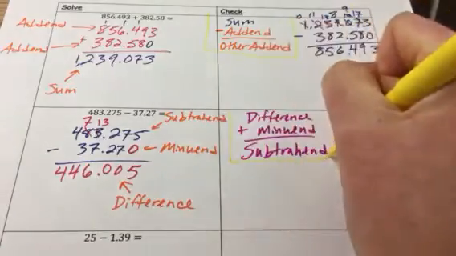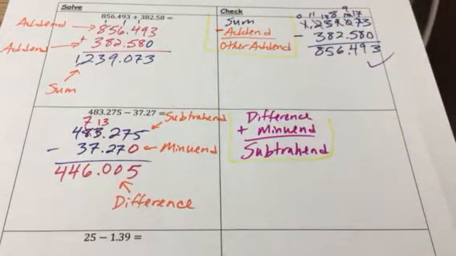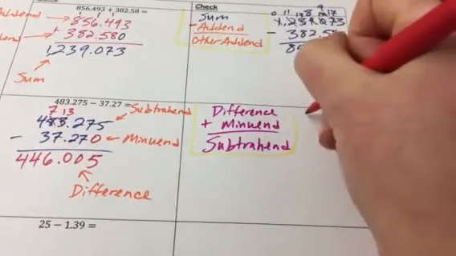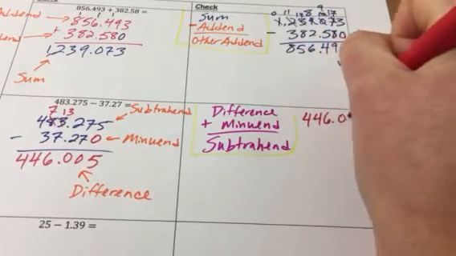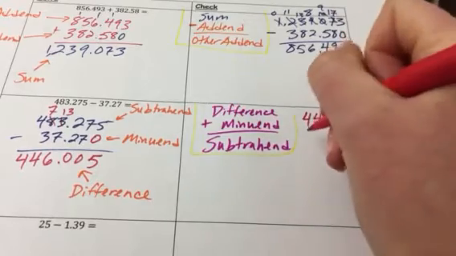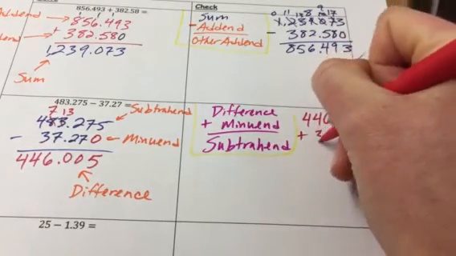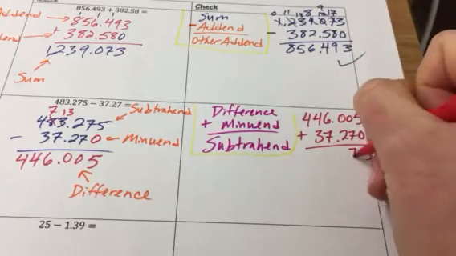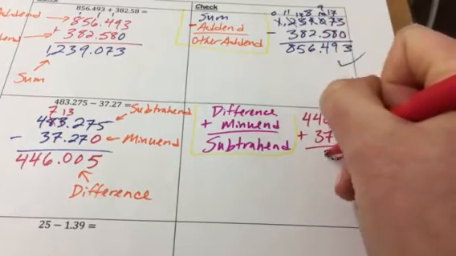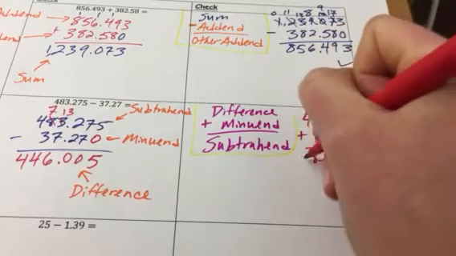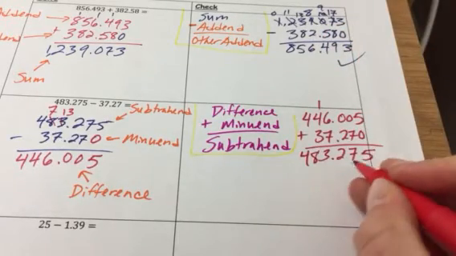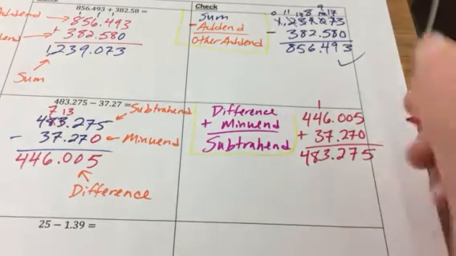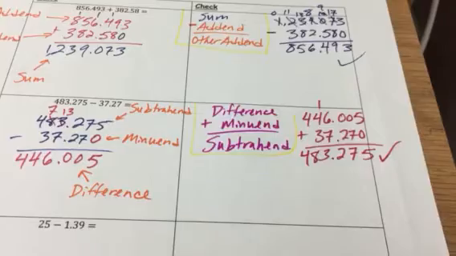So let's go ahead and do that. My difference, I got 446 and 5 thousandths, and to that I will add the bottom number, the minuend. I'm hoping to get the top number. $483 and 275 thousandths, and that matches up with the number I started with, so I know I'm correct.